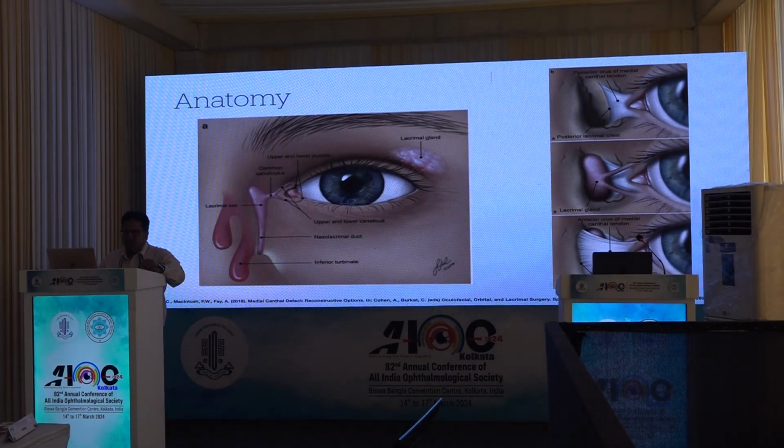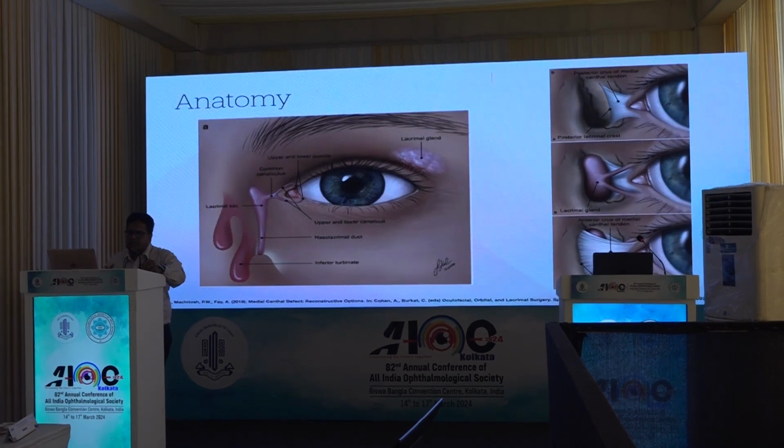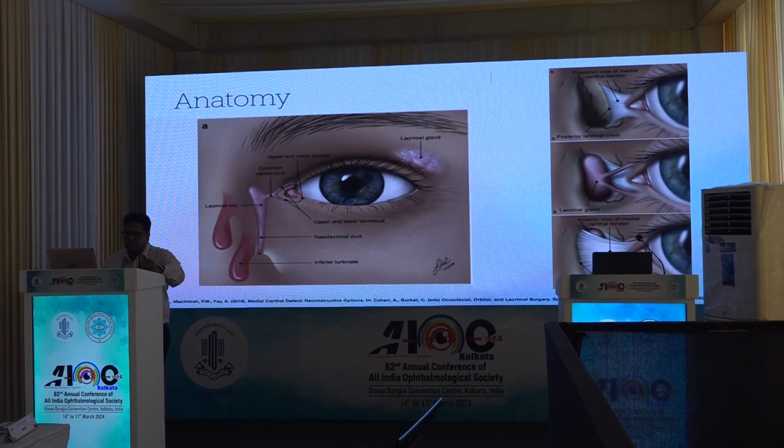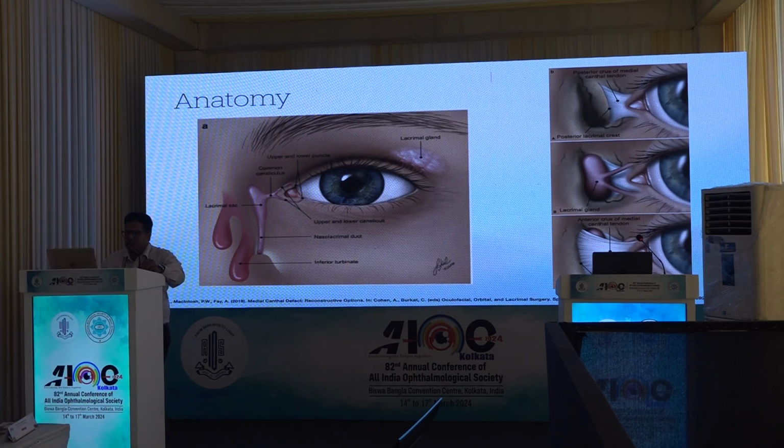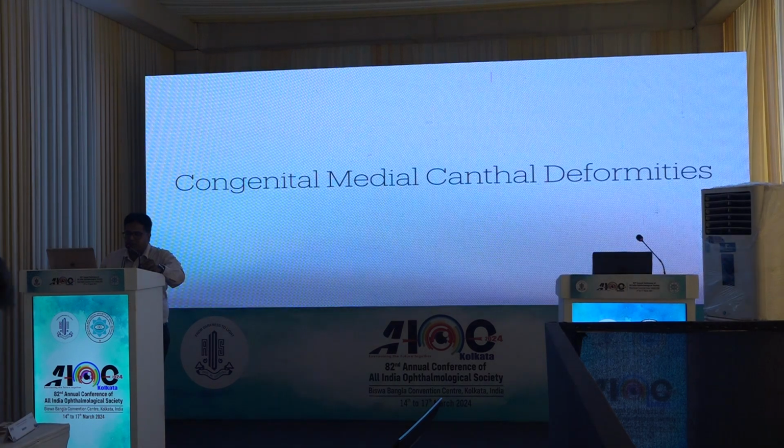So just brief anatomy. We have to be mindful that at the medial canthus there is a lacrimal sac, and on either side of it there are two crura of the medial canthal ligament. This is very important, as we'll see in future slides, to keep in mind while we are reconstructing these medial canthal abnormalities.